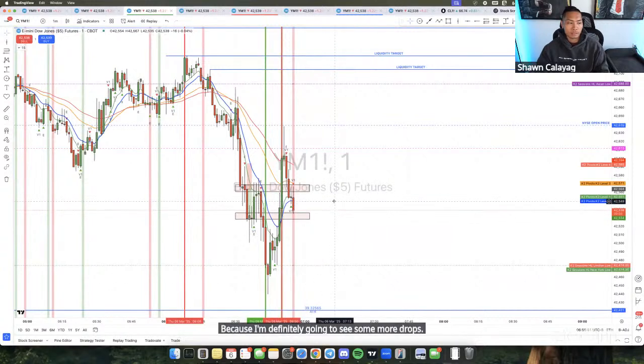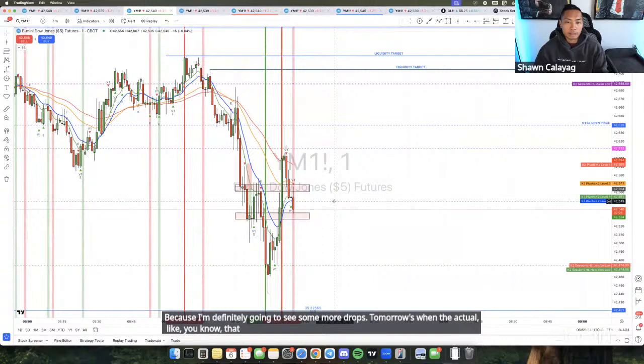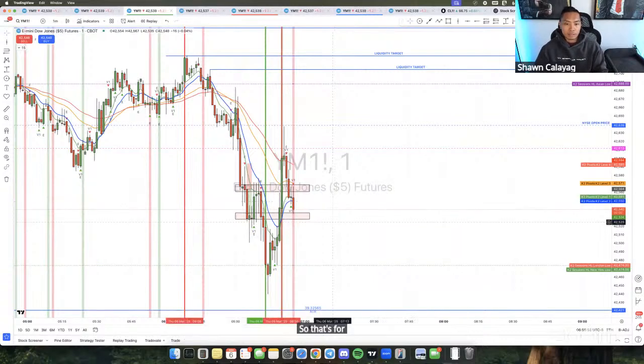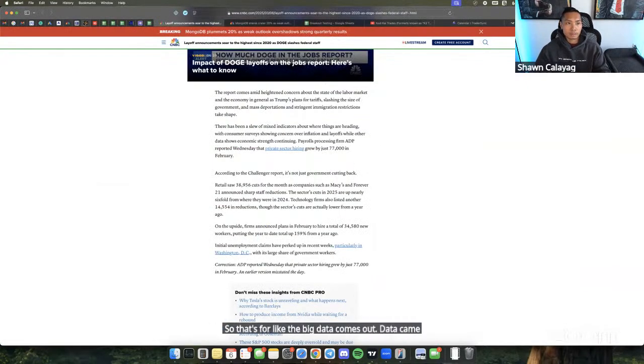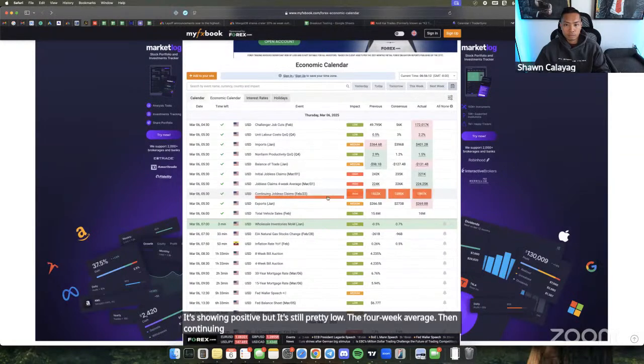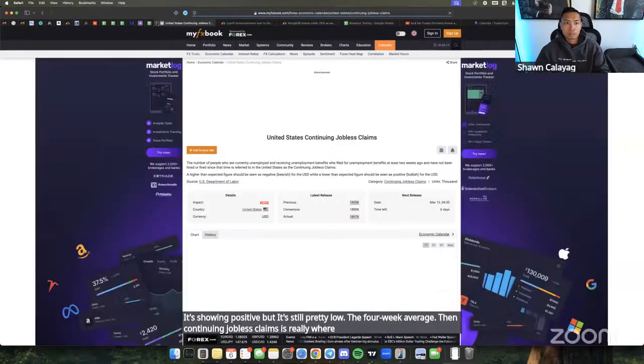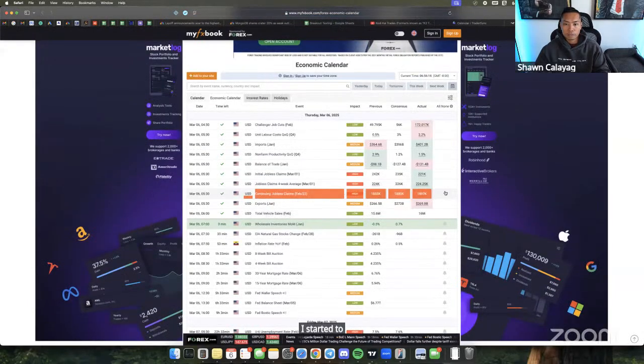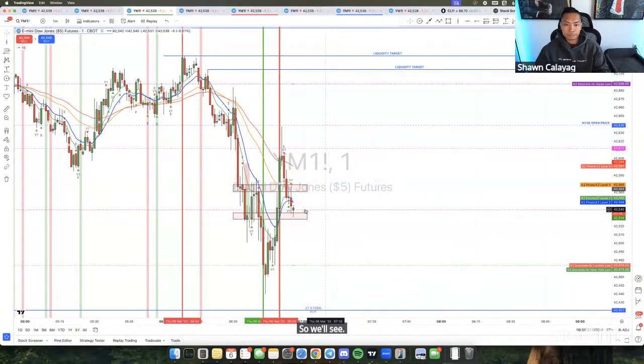Tomorrow's the big day. It's NFP day, so that's where the big data comes out. Data came out today too, but it wasn't as strong as NFP. We had initial jobless claims right here. It showed positive, but it's still pretty low on the 4-week average. And then continuing jobless claims is really where it started to show. So we'll see. If that's the case, expecting more of a drop.